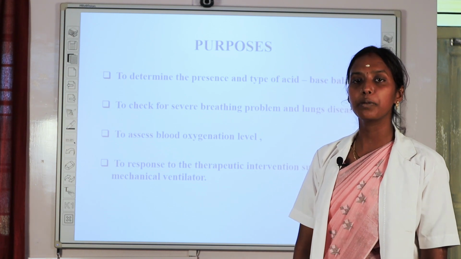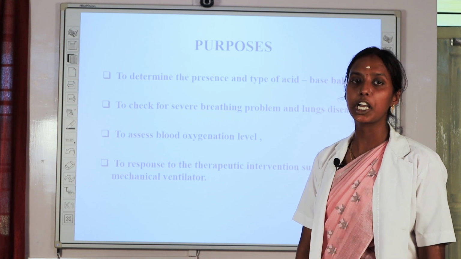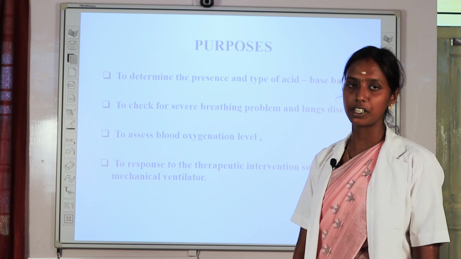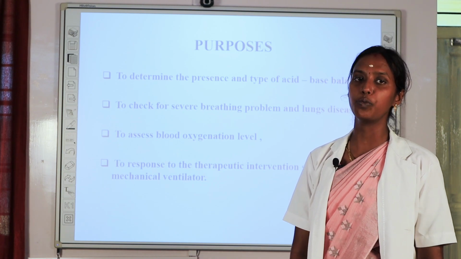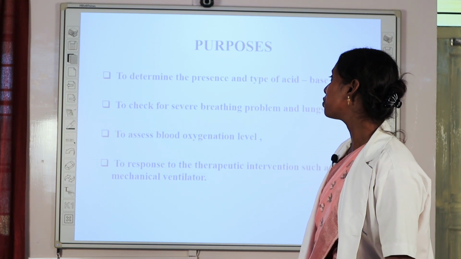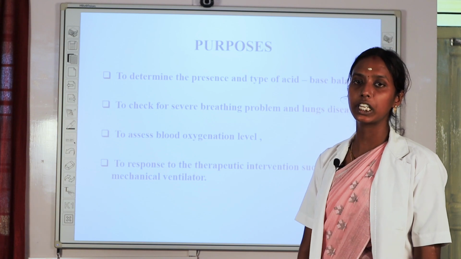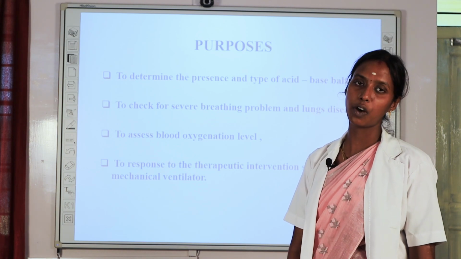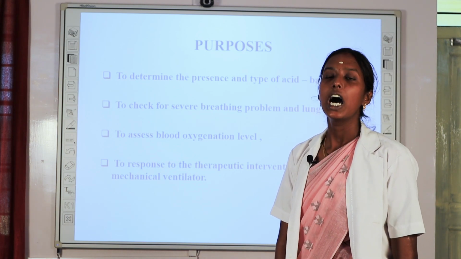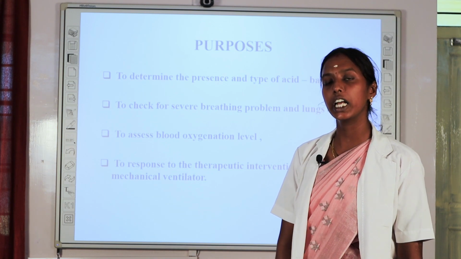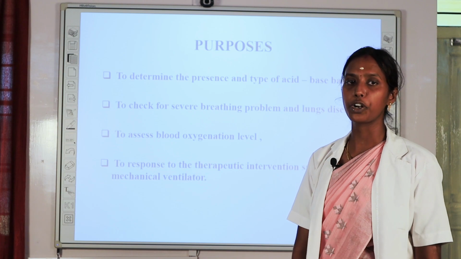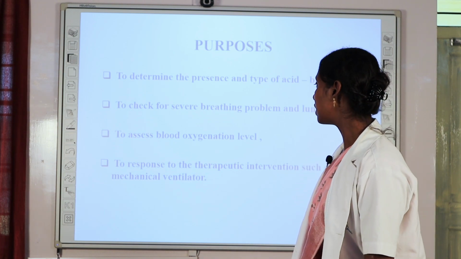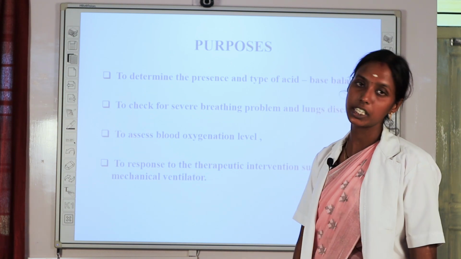First, to determine the presence and type of acid-base imbalance of the patient. It may be a base excess or a base deficit. Second is to check for severe breathing difficulty. In case the patient is having breathing difficulty, on that condition we will do the arterial blood gas analysis for identifying the partial pressure of oxygen. And third is to assess the blood oxygenation level.